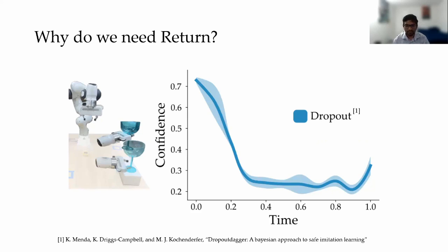In Dropout Dagger, the network is queried several times with the same input state, and the variance in the output action is used as a measure of the confidence. High variance implies that the model is not confident in its output, while low variance means the opposite. In this plot on the right, we see that Dropout Dagger's confidence in the task drops as the task progresses. Conversely, in our method, the discriminator maintains high confidence in the task, and can offer more meaningful assistance to the user.